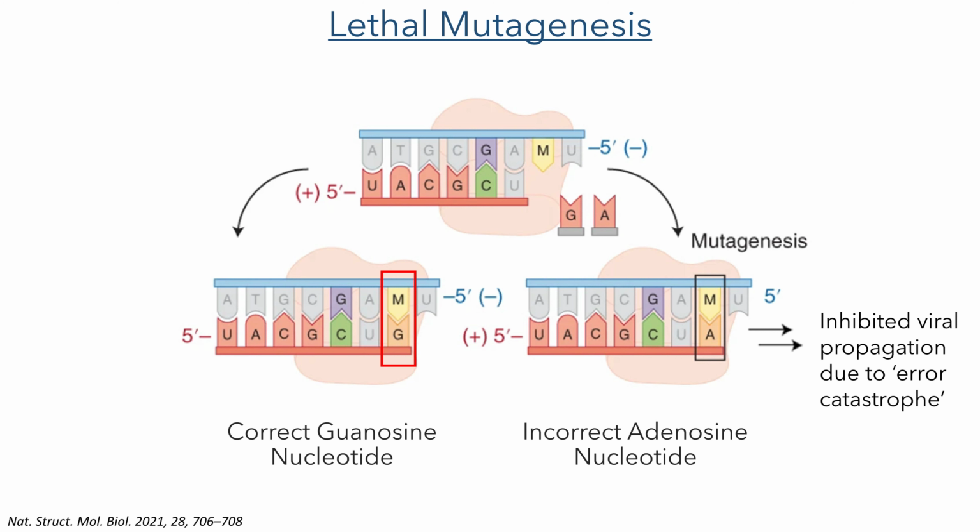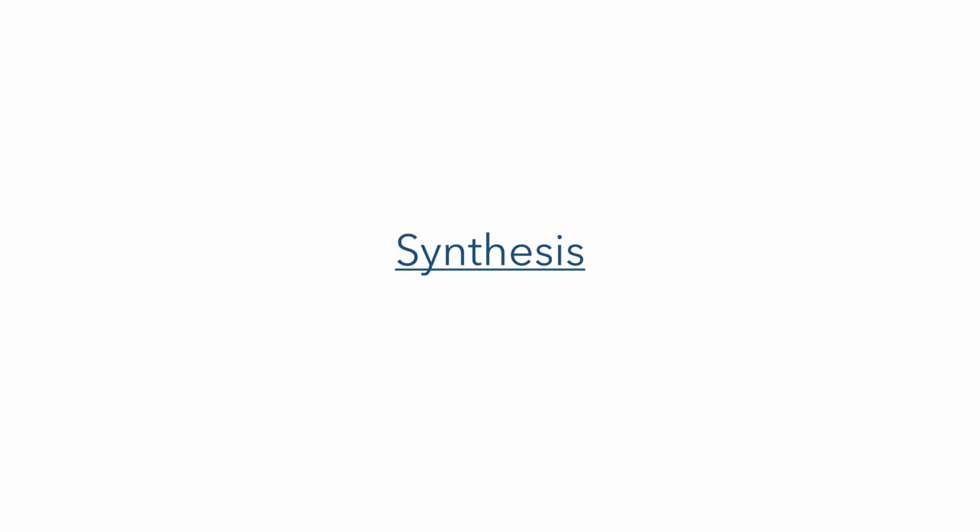Incorporation of multiple bases of molnupiravir into the RNA structure leads to a buildup of mutations, and this leads to what's known as error catastrophe, where the errors in the genetic code build up and the virus is no longer able to reproduce, and thus halts the progress of the infection. So now that we know how molnupiravir works, let's look at how it's synthesized.